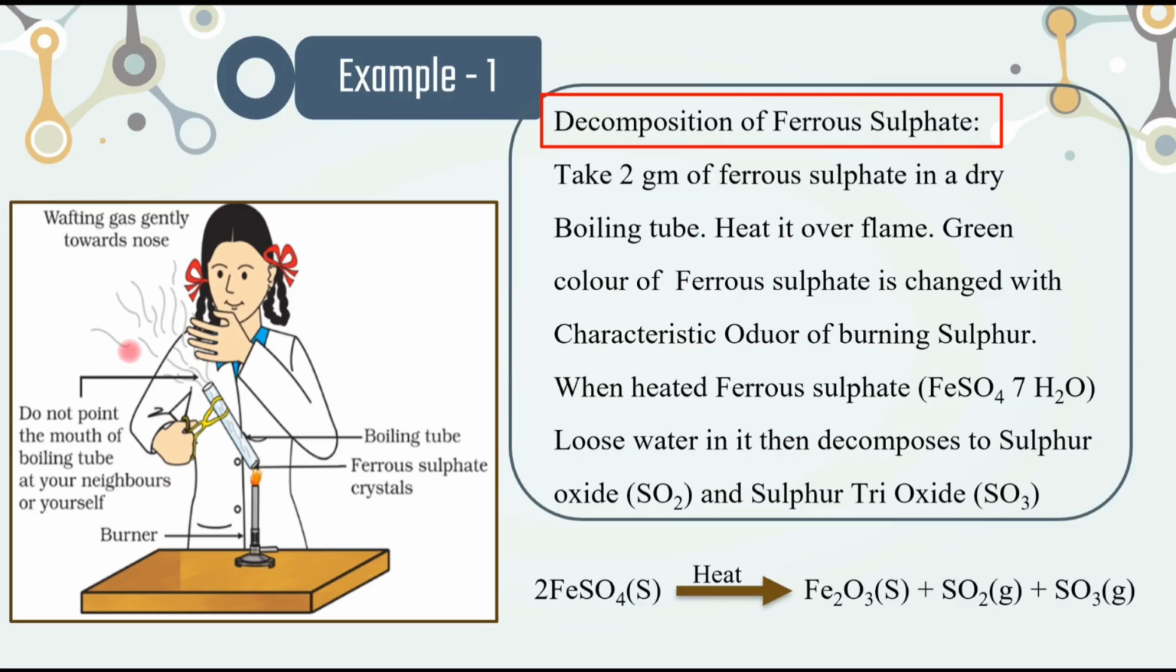The gases SO2 and SO3, that is sulfur dioxide and sulfur trioxide, are very harmful. So do not take a deep breath when smelling the odor of the gases. Always use a test tube holder while heating the test tube. These precautionary measures you have to take. Dear student, this is all about the decomposition of ferrous sulfate.